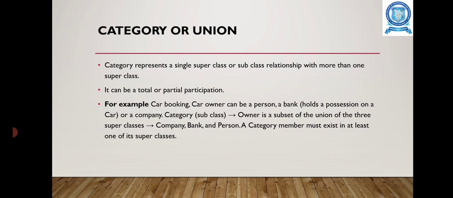For example, suppose you are booking a car. The car owner can be a person, a bank, or a company, any one of them holds a particular position of a car and holds the information about the car. The category subclass is the owner, a subset of the union of the three superclasses, that means company, bank, and person. These are the superclasses. A category member must exist in at least one of its superclasses. This is an example for category or union.